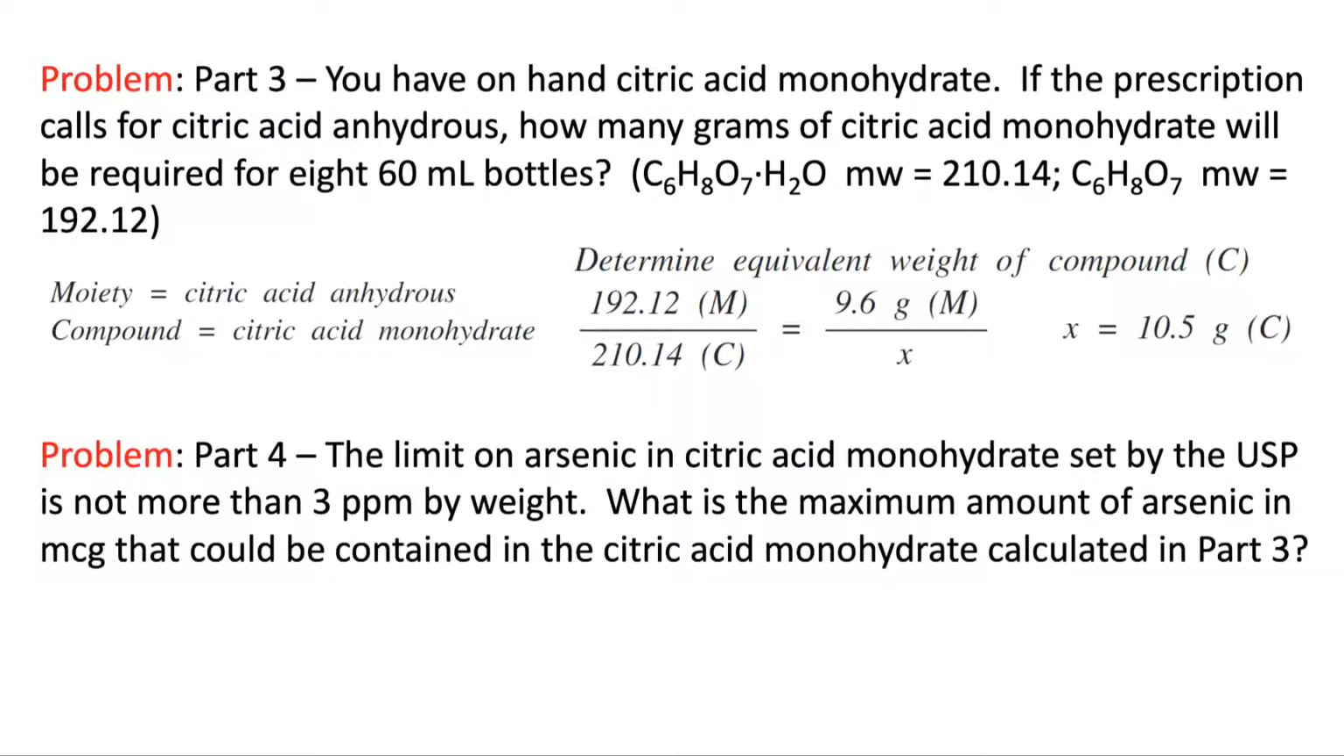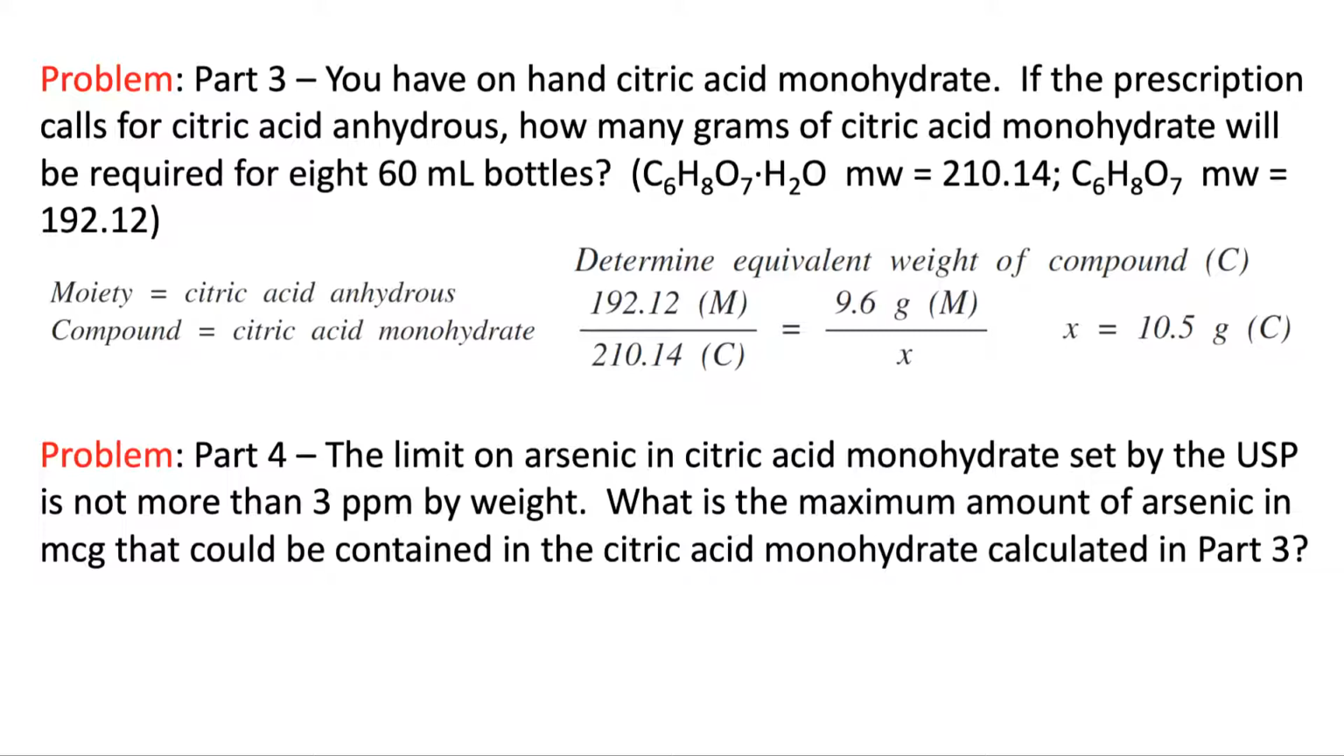And again, we always set moiety over compound. So again, if you look at the formula weights, the anhydrous formula weight is 192.12. That's the moiety. Let's set that over the compound molecular weight, which was 210.14. Okay, we'll set that equal to that. If you go back, what we calculated with our adjustment factor for our batch, we needed 9.6 grams of the anhydrous citric acid. So we'll set that on top for the moiety, 9.6 grams of moiety over X.